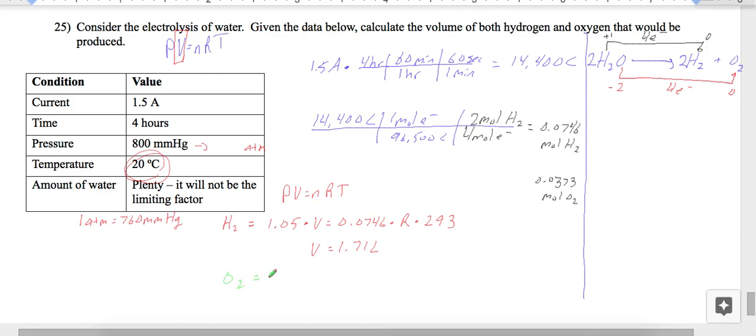Now we could do another problem for oxygen the exact same way, but we don't have to. It's a 1 to 2 ratio. The moles is half as much. If we plug in half as many moles here, we're going to end up with half the volume. That's the way that Avogadro's law works. It's a 2 to 1 ratio, a volume ratio. So we end up with a volume of oxygen equal to 0.855 liters, half as much.